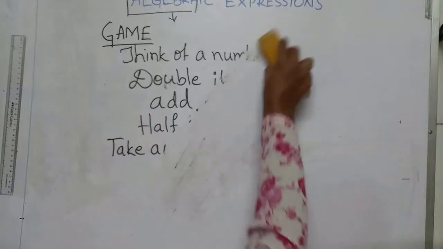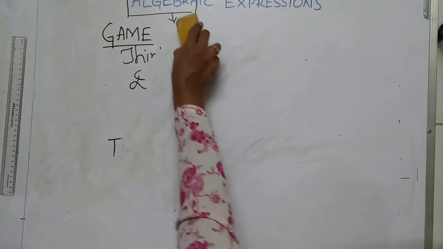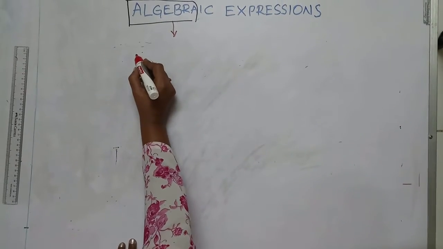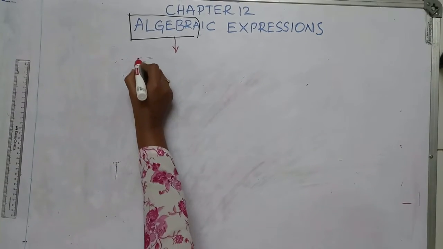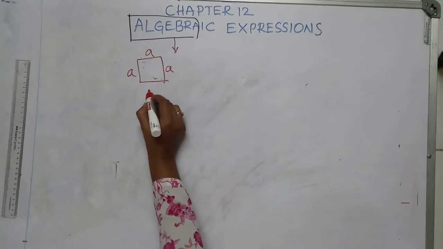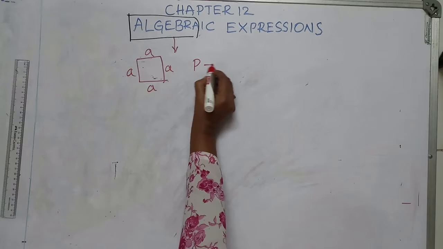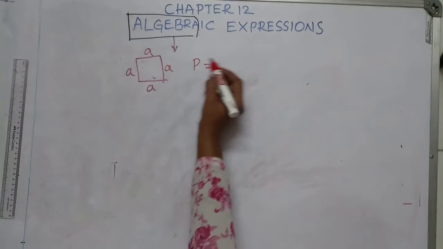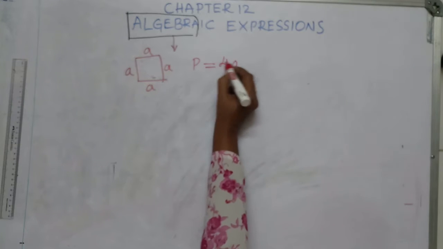Now, algebraic expressions are not only for creating games like this, they are also helpful in many things. Like you must have heard about formulae. Formulas are everywhere. Algebra is helpful in forming formulas. The simple thing we'll learn now is the square. If you take the side of the square as a, then the perimeter of it will be adding all the sides, a plus a plus a plus a.